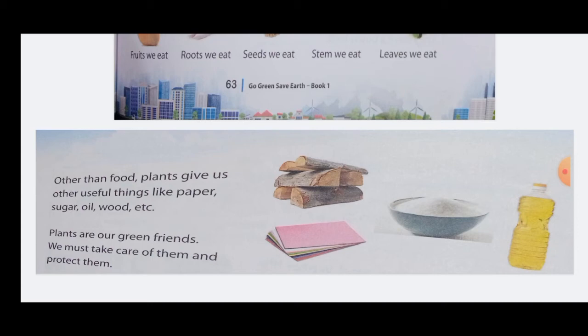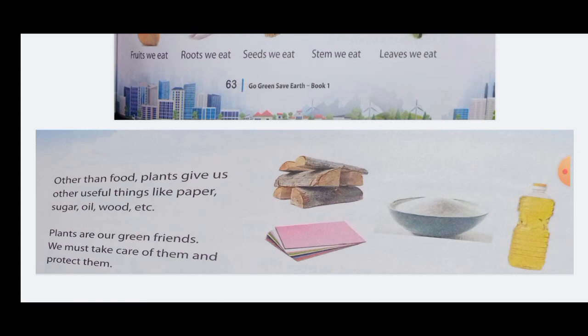Plants give us useful things like fiber. We get cotton and jute from plants. Cotton fibers are used to make cotton clothes. Jute fibers are used to make bags, mats and ropes. Oil. We get oil from the seeds of plants like mustard, sunflower, coconut and peanut. Oil is used for cooking and oiling the hair.